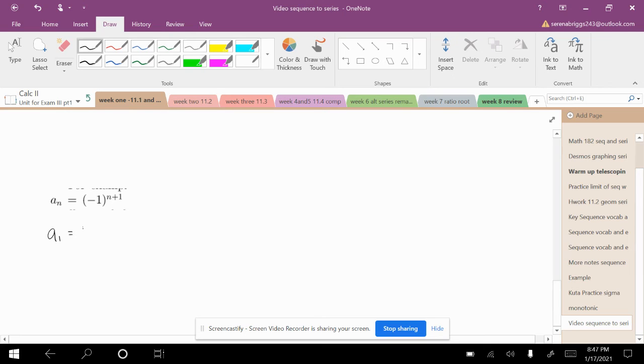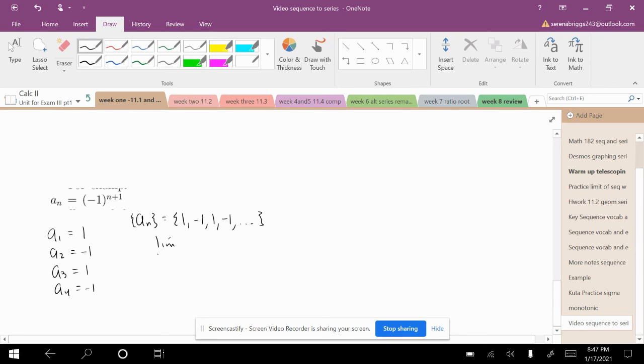The first term would be positive 1 because it's negative 1 to the second. And the second term would be negative 1 because it's negative 1 to the third. And the third term would be positive 1. And the fourth term would be negative 1. So this sequence, if I write it out, looks like this: 1, negative 1, 1, negative 1, dot, dot, dot.